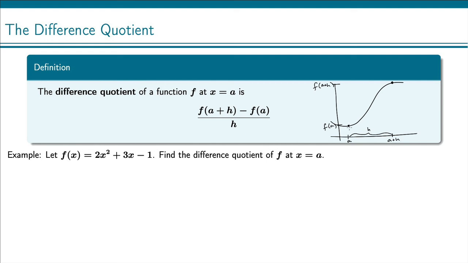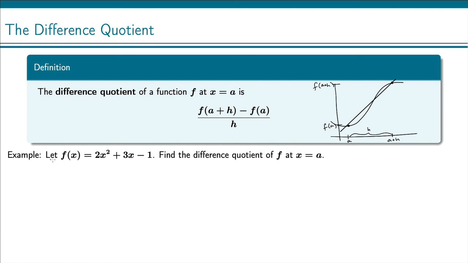So if I were to draw a line connecting these 2 points, it would look like about that. But we'd get this line going through those 2 points. And the slope of this line would actually be the change in y over the change in x. Well, the change in y is f of a plus h minus f of a. And the change in x is just h. So this difference quotient is the slope of the line connecting those 2 points.